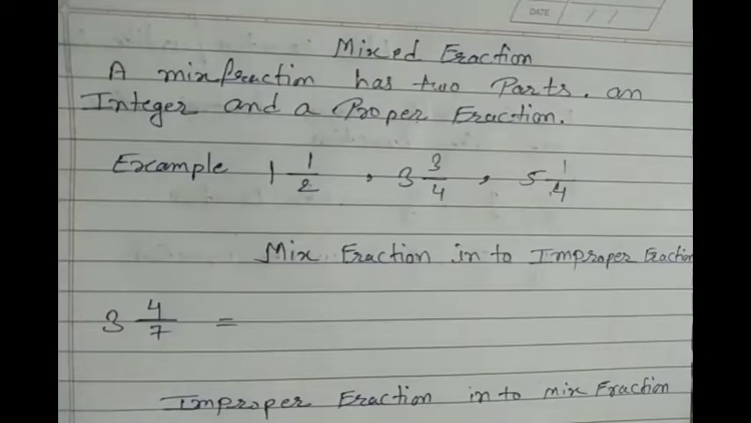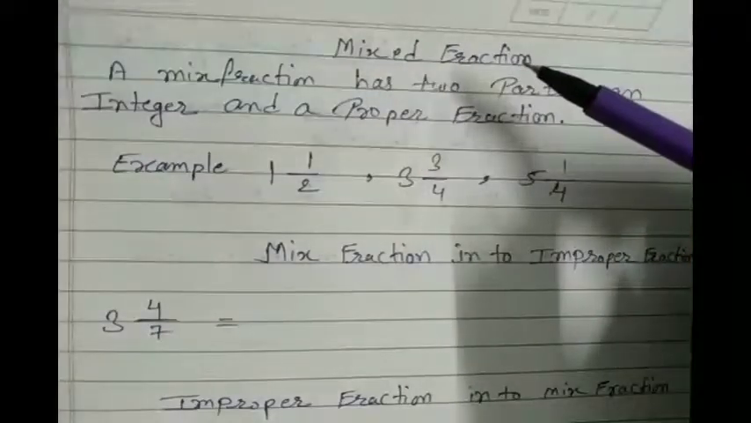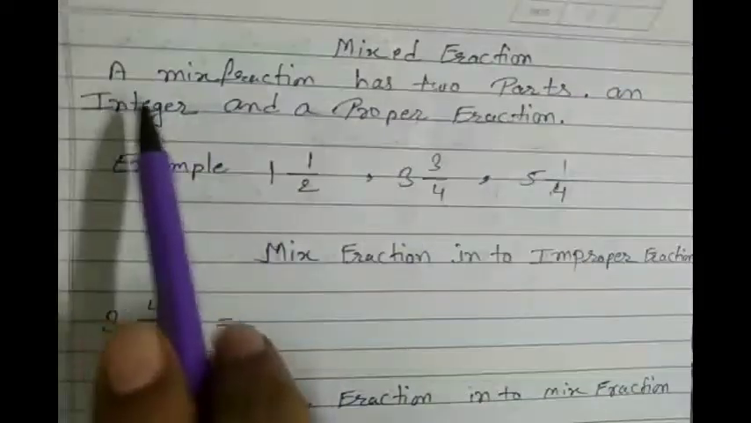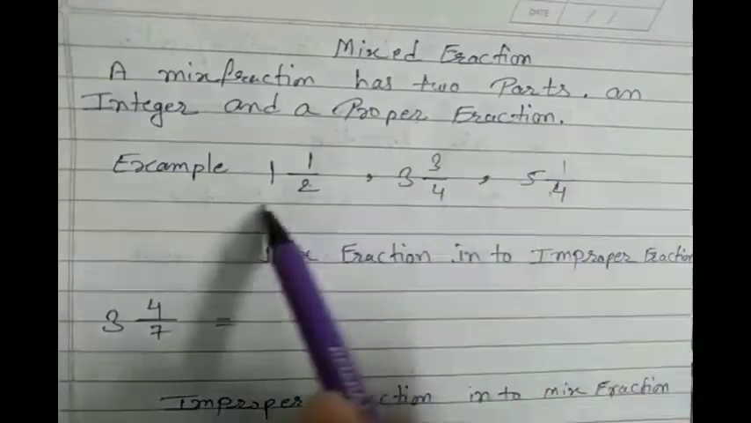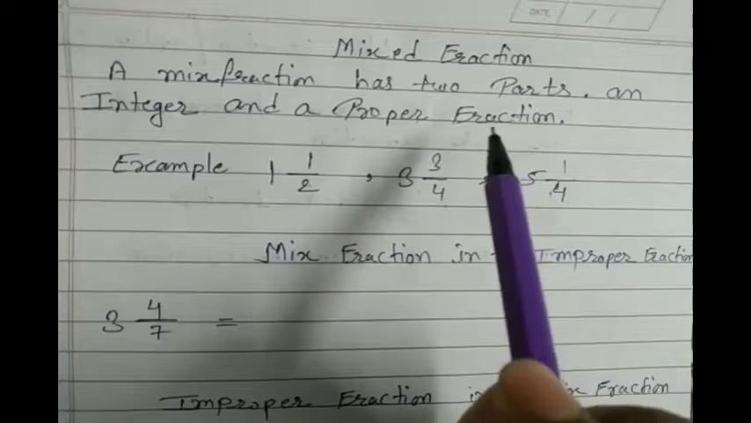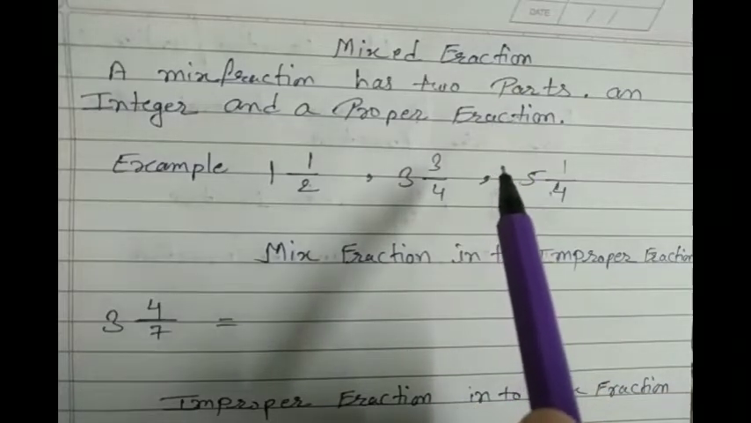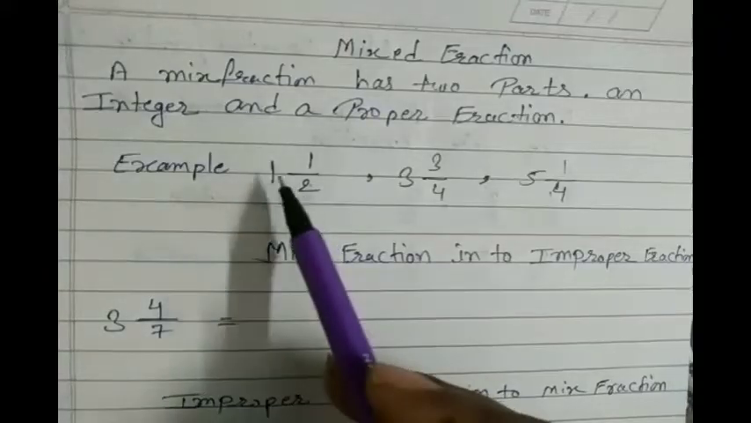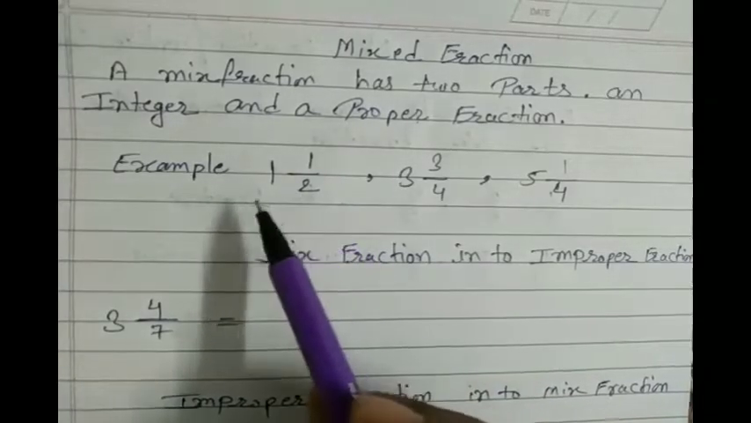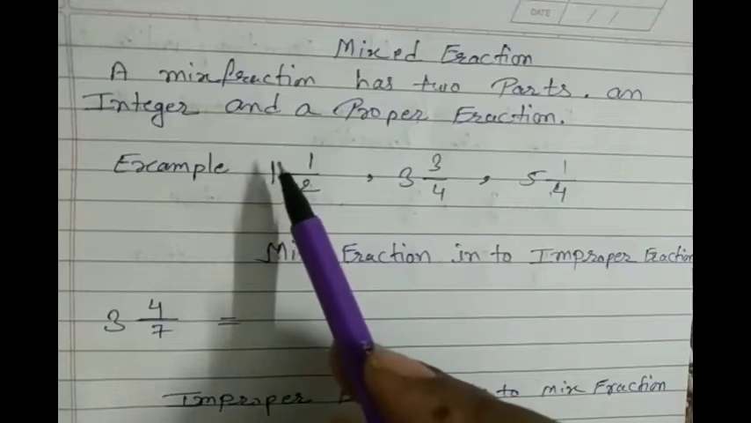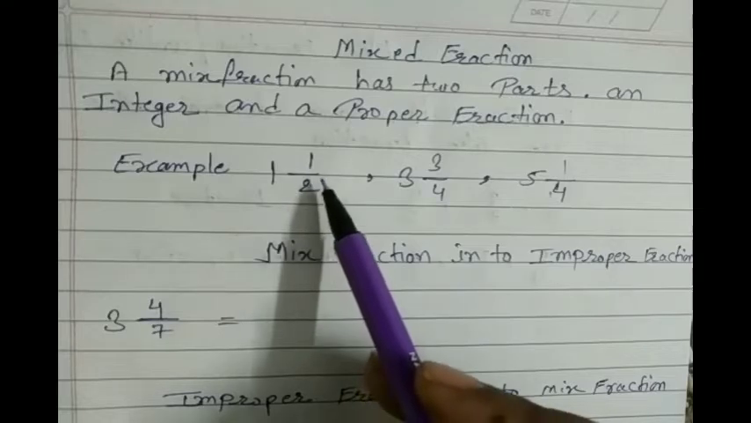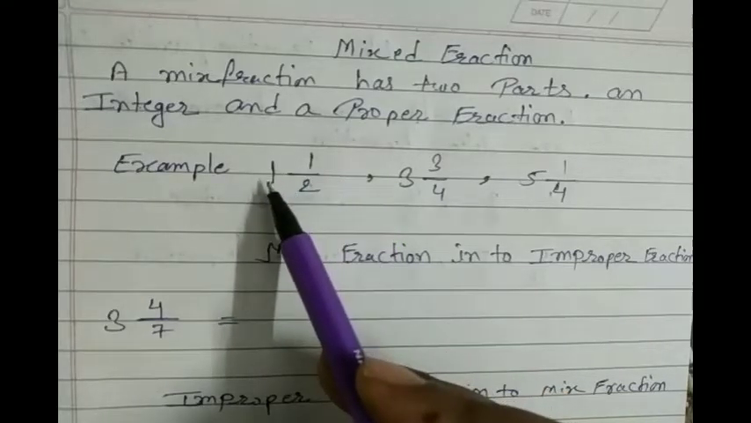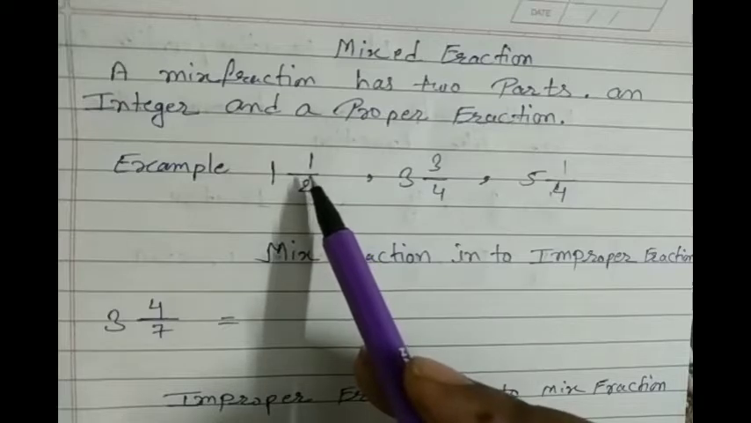Our next point is mixed fraction. A mixed fraction has two parts, an integer and a proper fraction. See the example of a mixed fraction. We write here 1, 1 upon 2. So this 1 represents the integer and 1 upon 2 represents a proper fraction. The combination of an integer and a proper fraction is known as a mixed fraction.